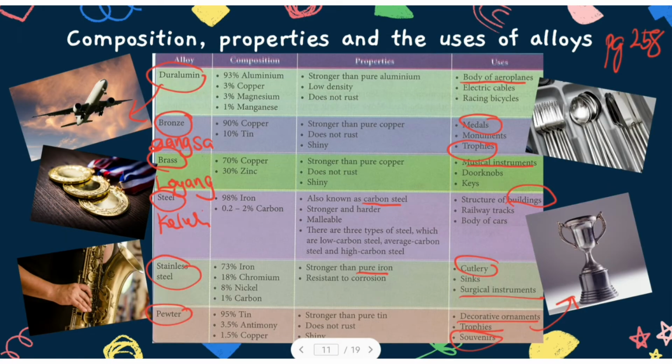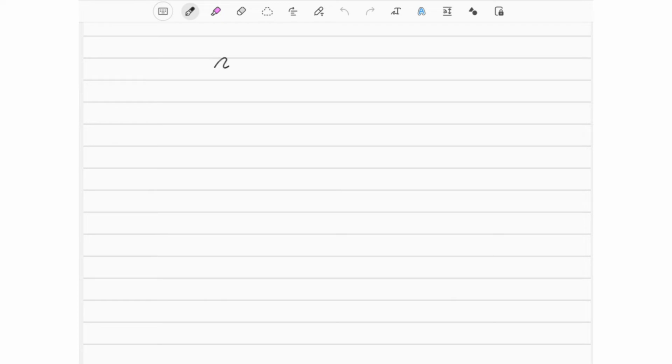Okay, now how do you want to memorize the alloy and the composition? Okay, but this memorizing tips is in BM sebab cikgu buat untuk tahun sebelum-sebelum ni. Okay, but you can use it to memorize the composition of alloy.